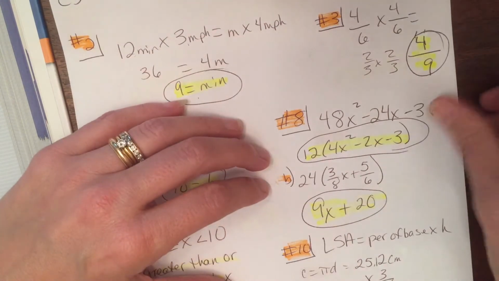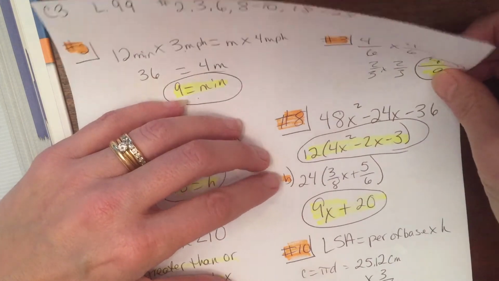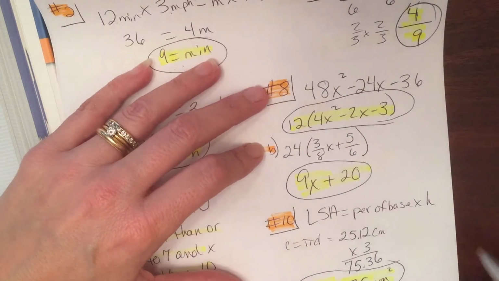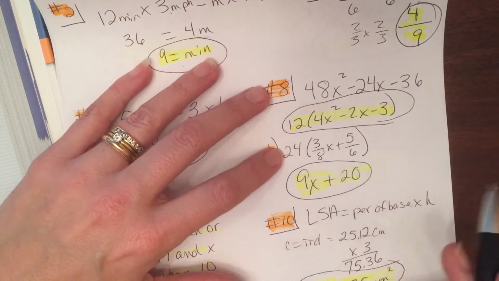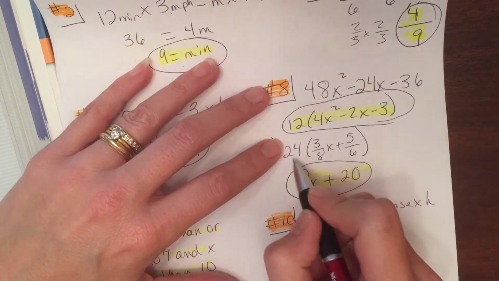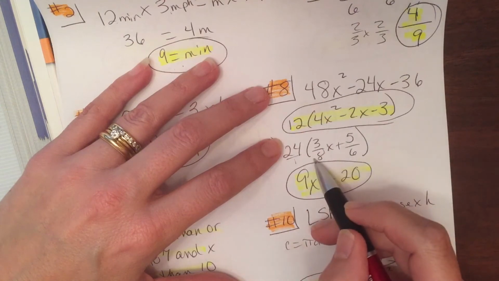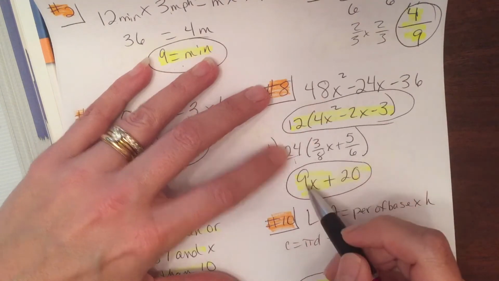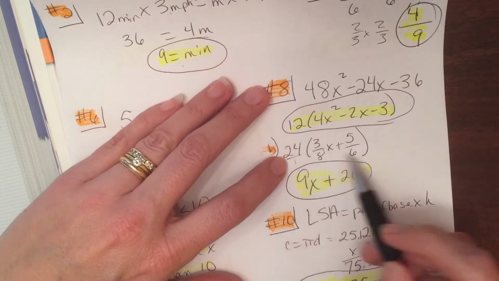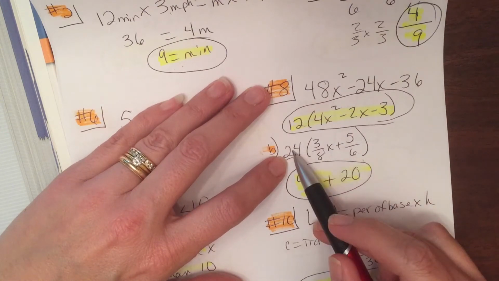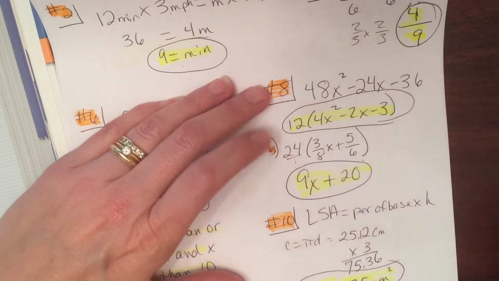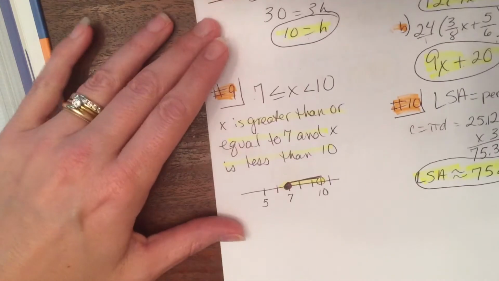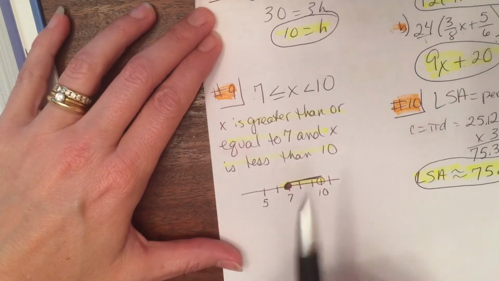This was a strange one. 24 times 3/8 x plus 5/6. So this is a distribution to fractions, okay? So basically I just said 24 over 1. This reduces with this, that's a 3. 3 times 3 is 9x. 24 times 5 over 6. 6 and 24 reduce, that becomes 4. 4 times 5 is 20. 9x plus 20.